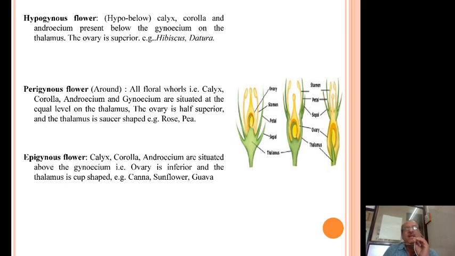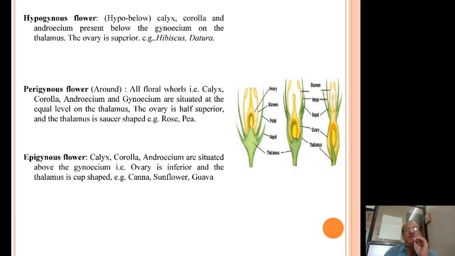Now, in hypogynous flower, what happens is that calyx, corolla, and androecium, all of them are inserted just below the gynoecium on the thalamus, or just below the ovary. So that makes the ovary superior to the other floral whorls, because the ovary is present above all these floral whorls, that is the calyx, corolla, androecium, and gynoecium. The most common example is hibiscus or datura.